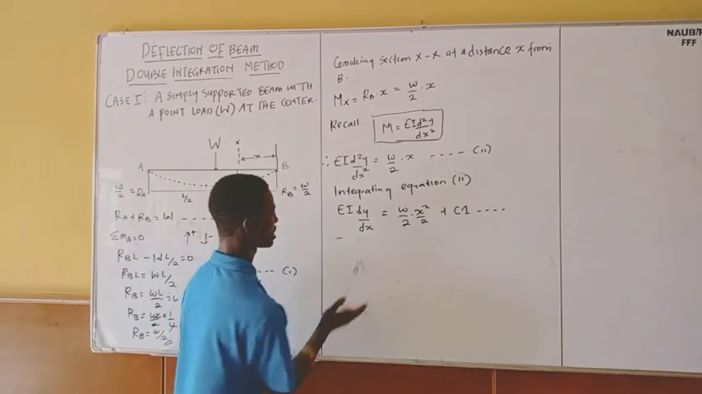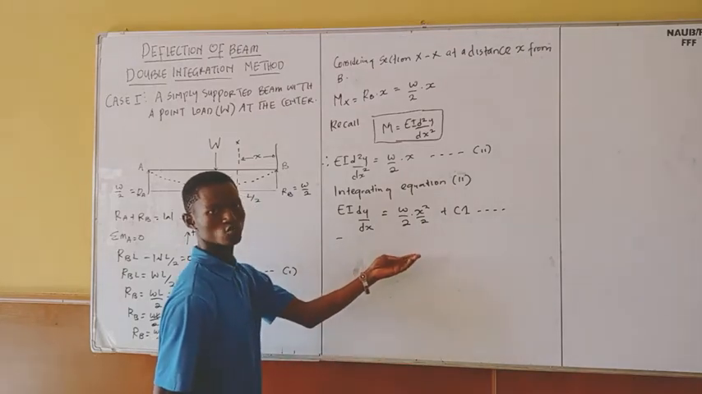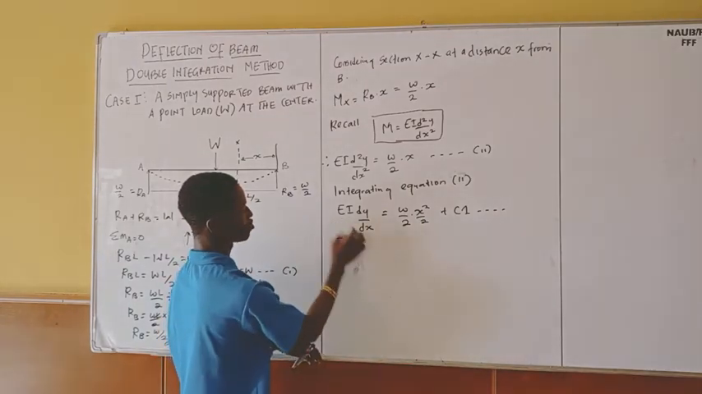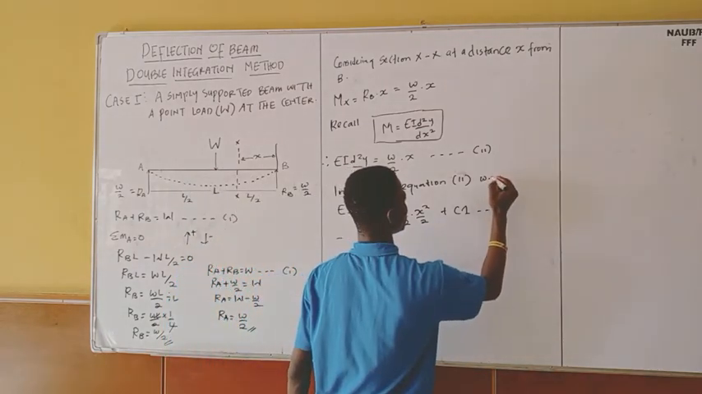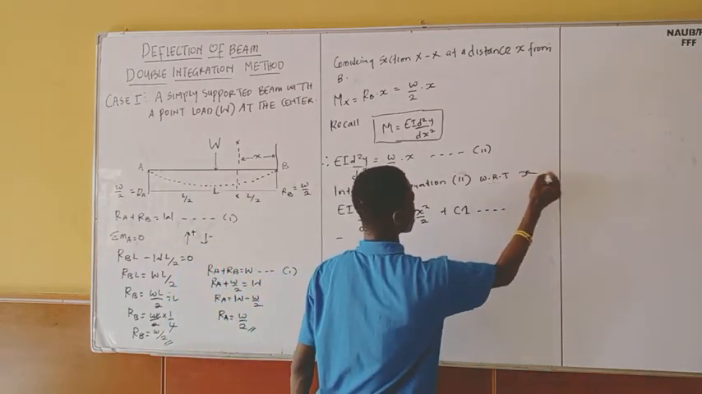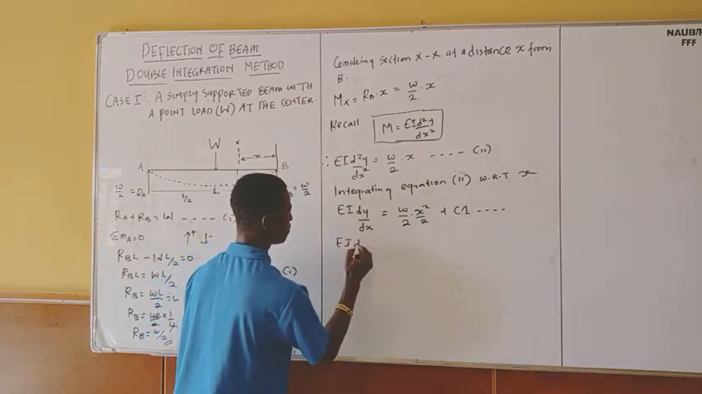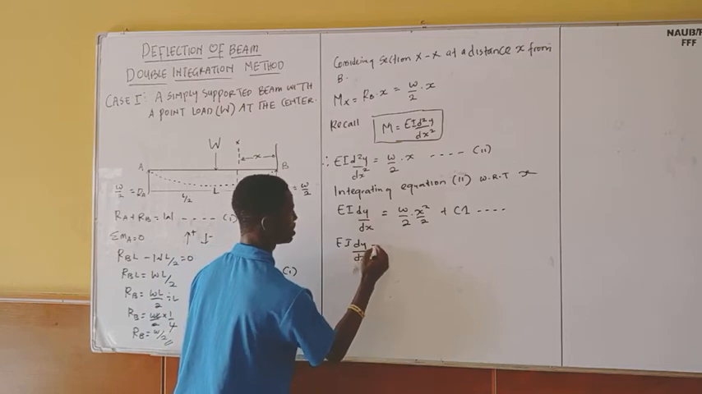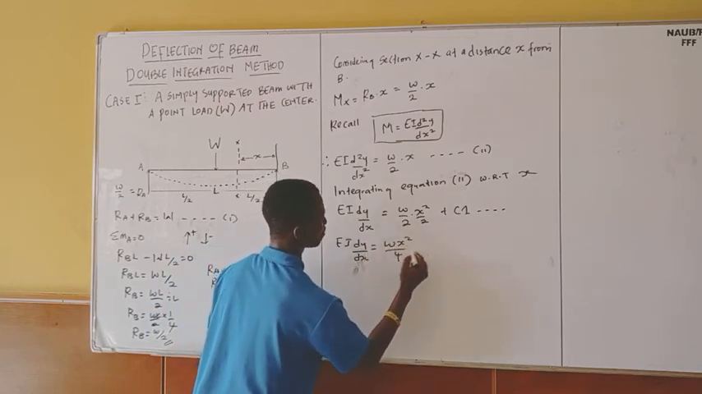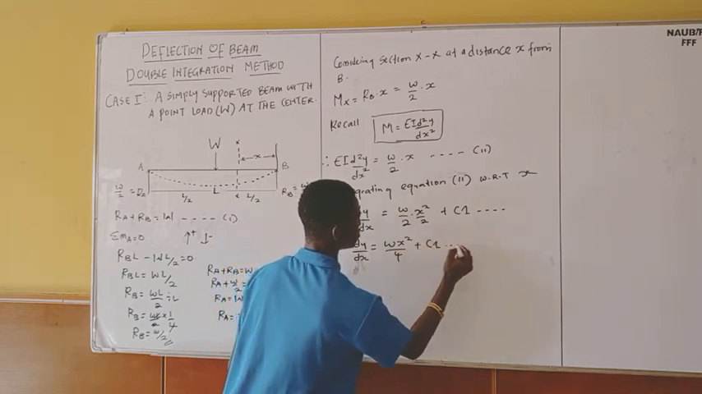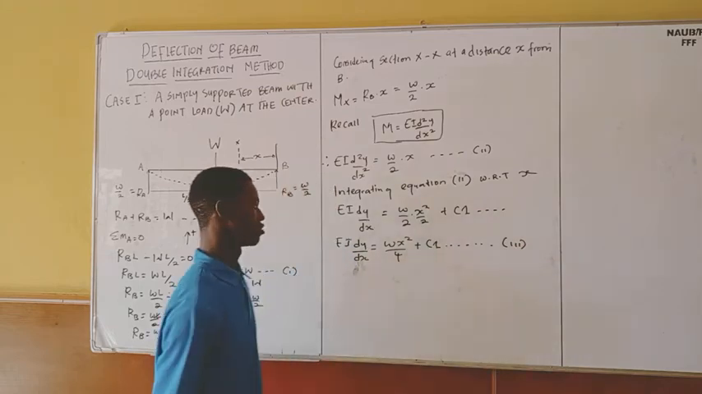So as you can see, I've already integrated this one, and in this case I'm integrating with respect to x, in which EI is a constant and W over 2 is a constant. So with respect to x, don't forget, I'm integrating with respect to x. So in this case, to simplify this one, I'm going to have EI dy dx equals to, this is a multiplication, WL squared over 4 plus C1. So let me call this my equation 3.